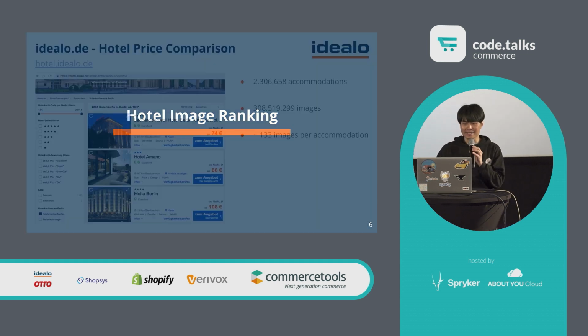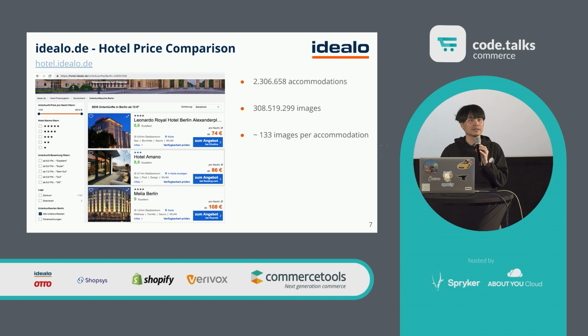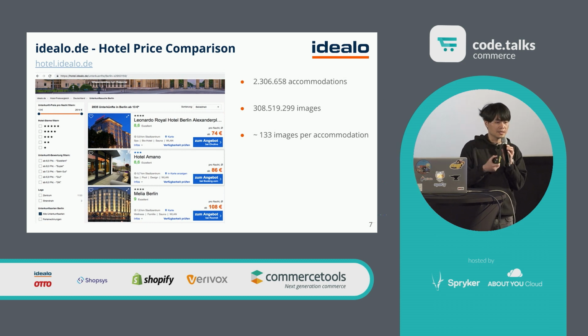So as I said, Idealo has a hotel price comparison. In Idealo, we have around 2 million accommodations listed. Out of these 2 million accommodations, the providers supply us with 300 million images. If you divide the images by the accommodations, you have something like 133 images per accommodation. And every day we get around 1 million new images. So it's a lot of images if you think about this.